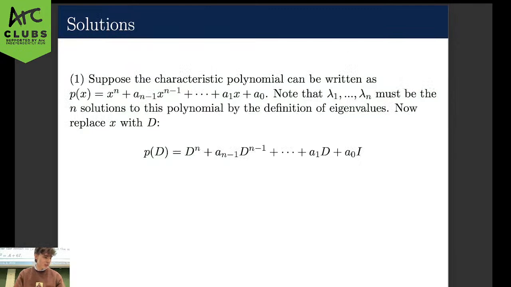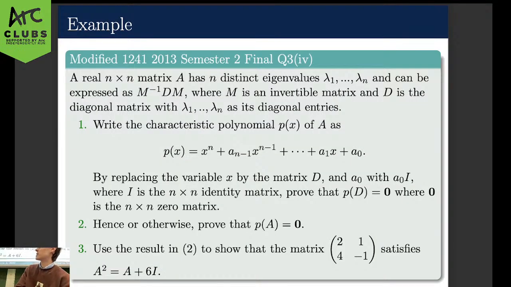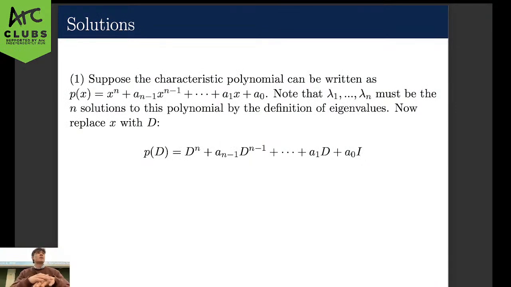So to do this question, we'll start out by doing what they ask us to do. We say the characteristic polynomial can be written in some general form. And we know, because of our definition of eigenvalues, that the set of eigenvalues, lambda 1 up to lambda n, should be the n roots of this characteristic polynomial. Now, as they say, we replace x with D and replace a0 with a0 I. Now we have a matrix polynomial in terms of D and powers of D. We need to prove that this is equal to the zero matrix.